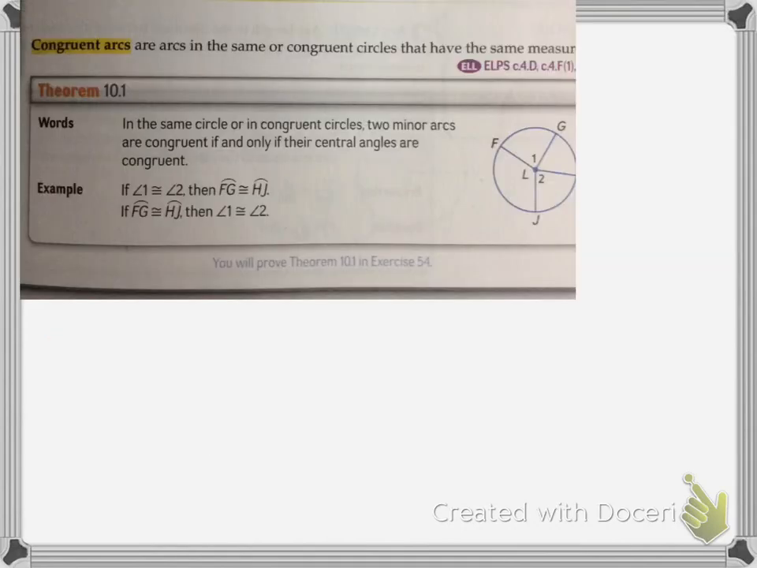Keep in mind, congruent arcs are arcs in the same circle, or congruent circles, that have the same measure. So we have a theorem: in the same circle, or in congruent circles, two minor arcs are congruent if and only if their central angles are congruent. So the angles have to be congruent, then the arcs are congruent.